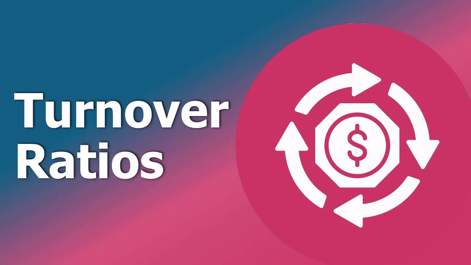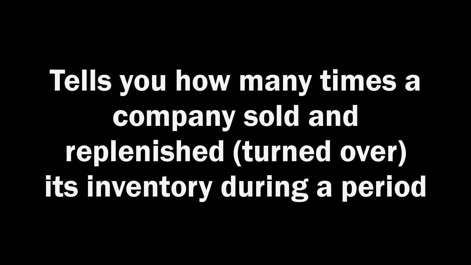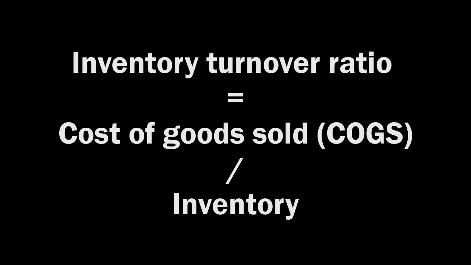Turnover ratios tell you how efficiently a company can manage its inventory, collect payments from customers, and pay its suppliers. Our first turnover ratio is the inventory turnover ratio. The inventory turnover ratio tells you how many times a company sold and replenished or turned over its inventory during a period. To calculate the inventory turnover ratio, we divide the cost of goods sold, found on the income statement, by inventory, found on the balance sheet.